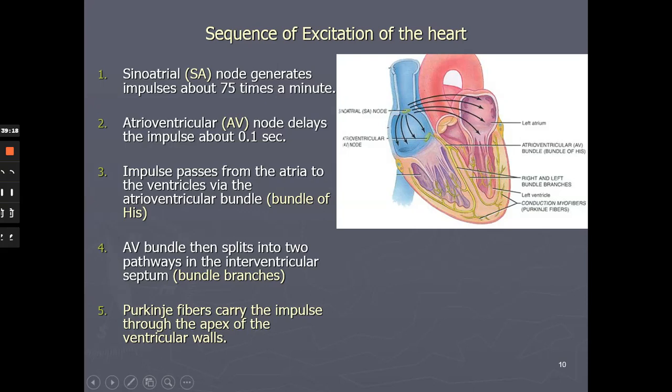So we're on to number four. The AV bundle then splits into two pathways in the interventricular septum, what we call the bundle branches. And so we have impulses traveling along both of these routes, and that will take it down to the apex of the heart.